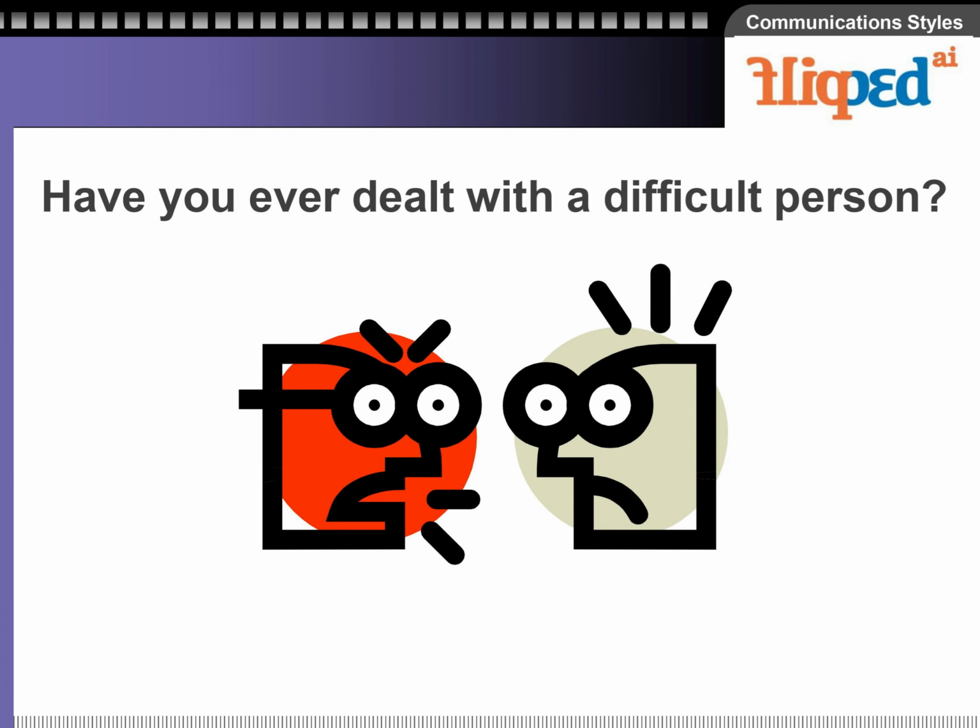On slide 3, we ask a question that many of us can relate to: have you ever dealt with a difficult person? To help illustrate this point, take a look at the image displayed. You can see two cartoon faces. One of them has a white background, and the other has a red background. This simple image symbolizes a common scenario in our daily lives: interactions with others. Sometimes, these interactions can be challenging, and understanding communication styles can make a world of difference in such situations.